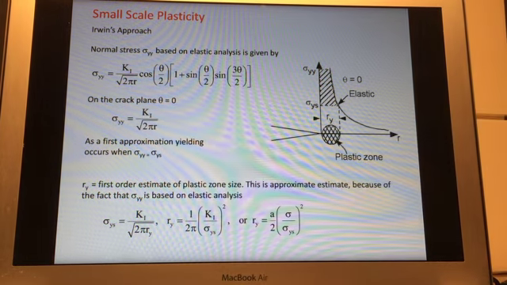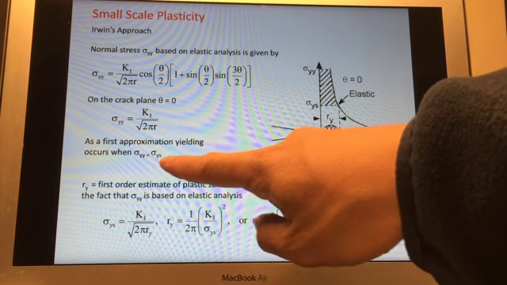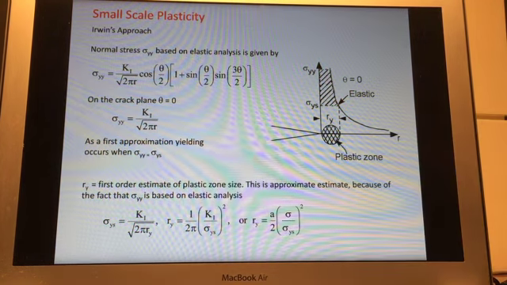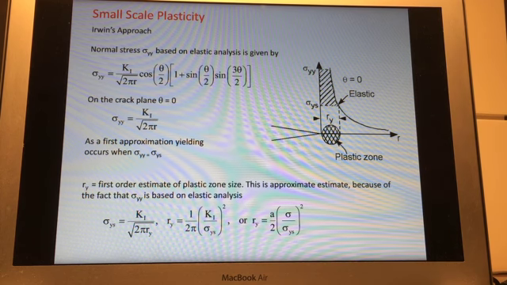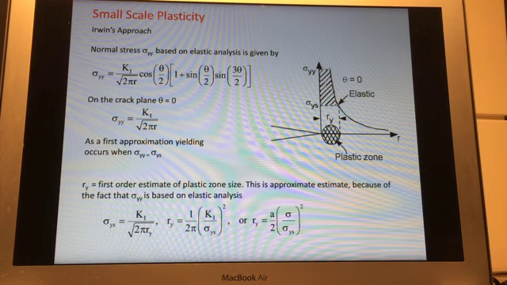This one is based on linear elastic fracture mechanics, which assumes pretty much no plastic zone. We get that expression and force it equal to the yield stress. But in nature, when we get this, we assume no plasticity, right? So you can see there's some conflict or contradiction here. Still, we take this as a first order estimate, and we know it's not that accurate.